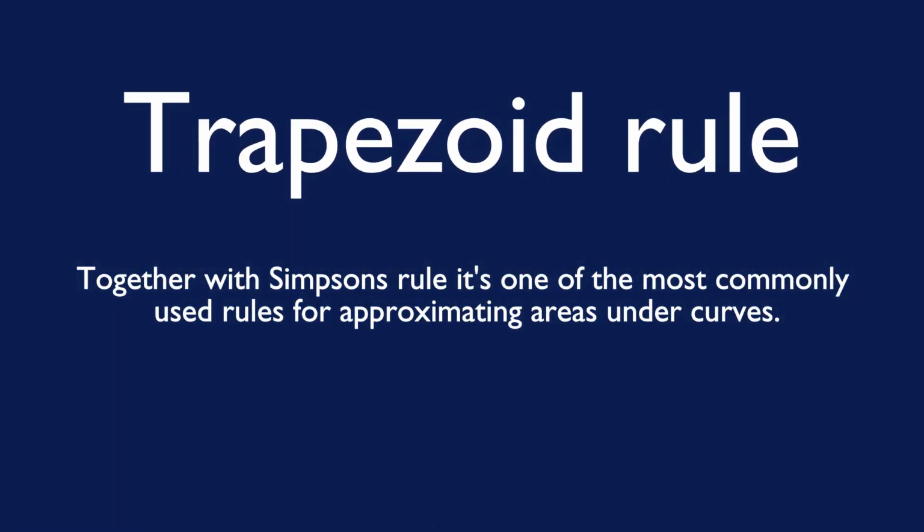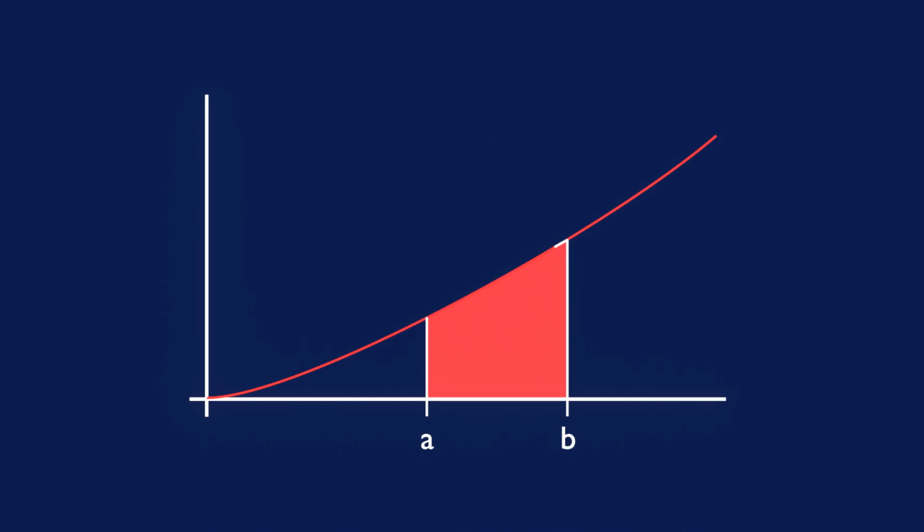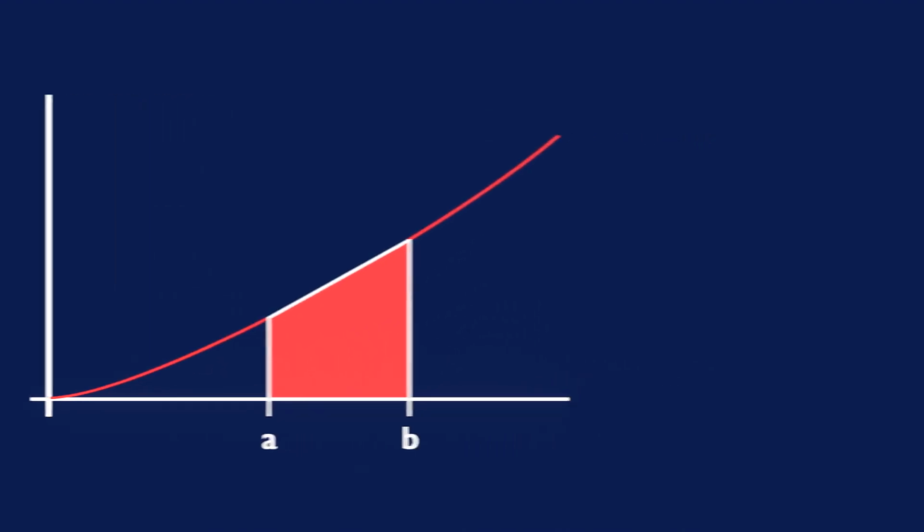The trapezoid rule. Together with Simpson's rule, it's one of the most commonly used rules for approximating areas under curves. If you have a curve where you want to find the area under it between A and B, you can create a trapezoid and find the area of that.